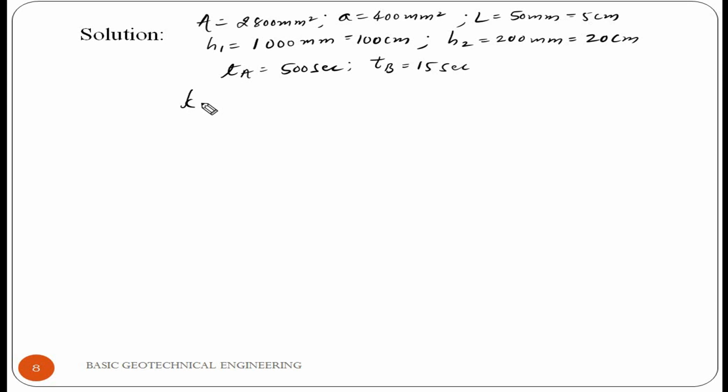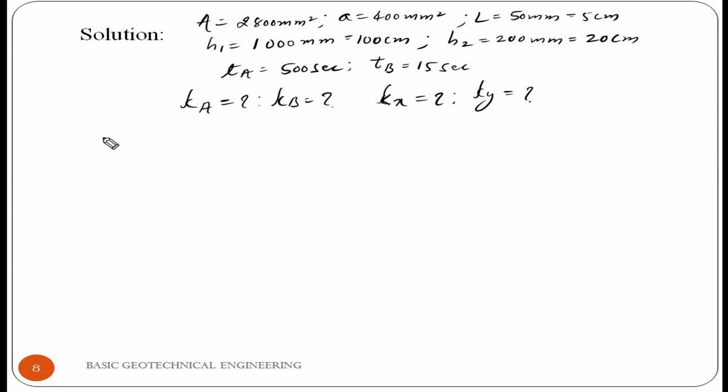So first we need to determine the coefficient of permeability for sample A. Then next for sample B. Then using these coefficients of permeability we need to calculate the coefficient of permeability parallel and perpendicular to the bedding plane. We will consider parallel as Kx and perpendicular as Ky. So first we determine the coefficient of permeability for soil A, then for soil B, and then using these values we determine the average coefficient of permeability parallel and perpendicular to the bedding planes.